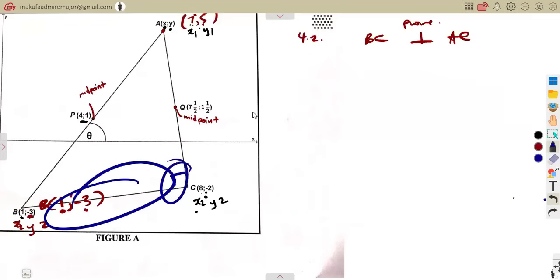The gradient of AC, are we having it? No, we never calculated that. So we need the gradients only. That is to prove. That's why you see 4 marks. So you just need to calculate your gradients in this case.